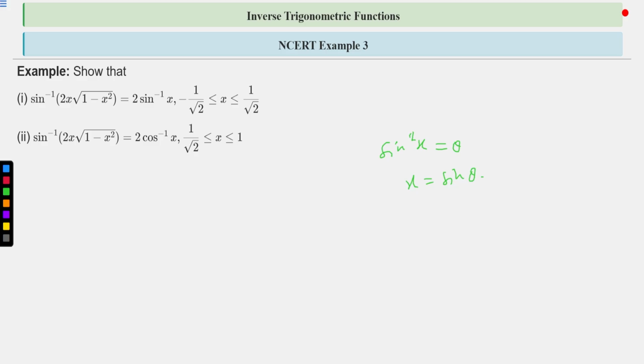Then in the right hand side, you can put sine inverse of 2 sine theta into root of 1 minus sine square theta, right? 1 minus sine square theta. So you'll get 2 sine theta into cos theta, right? 2 sine theta into cos theta.